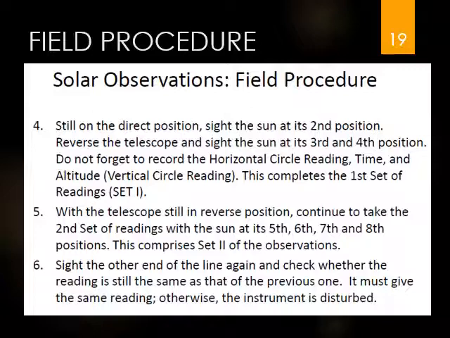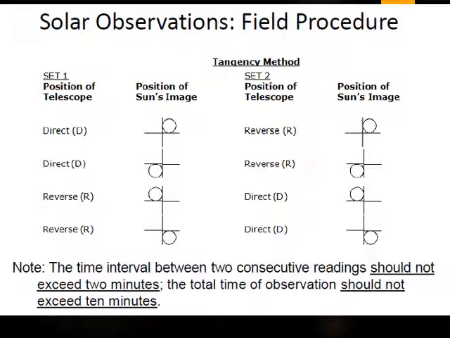So, meron akong illustration para mas madali. In the next slide. So, ito yung set 1. We have the direct, reverse, reverse position ng sun. Ito yung makikita nyo sa paper na ilalagay natin sa eyepiece ng telescope, reflection ng sun. So, bawal natin tingnan yung mismong sun. So, kailangan natin ng paper para makita natin yung reflection ng crosshair and then projection ng sun.